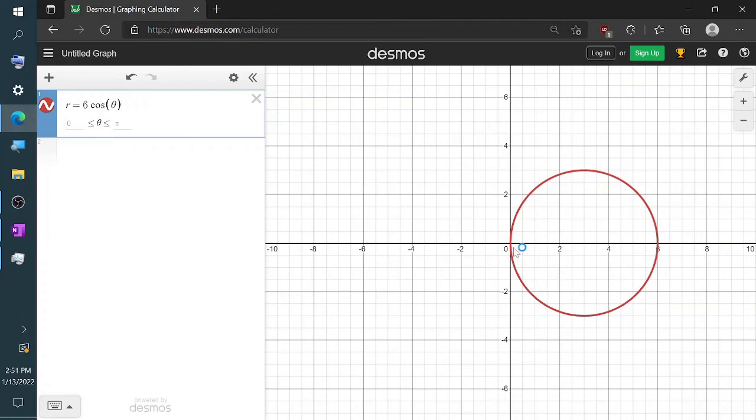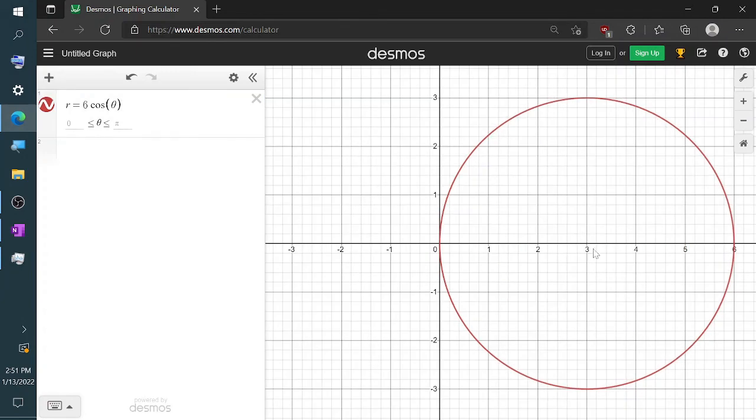And we can see, yes, it certainly does form the equation of a circle with its center at the point (3, 0), and with a radius of 3 units. So this is the polar equation of an offset circle.